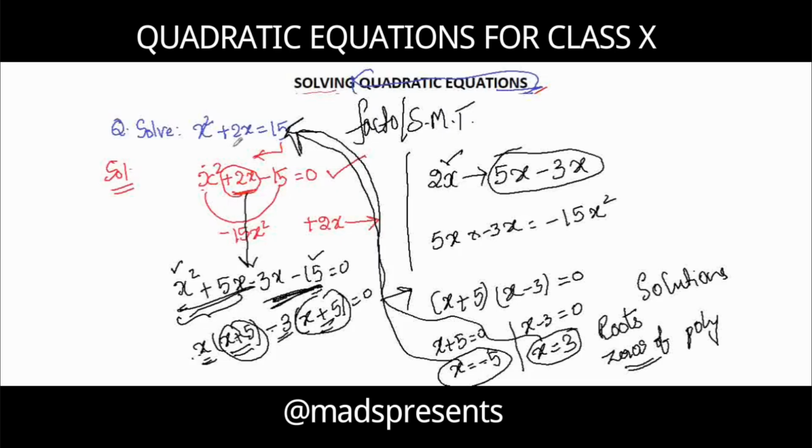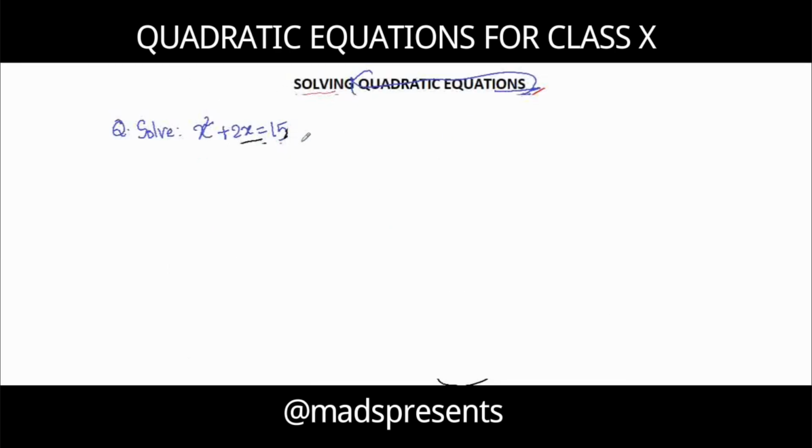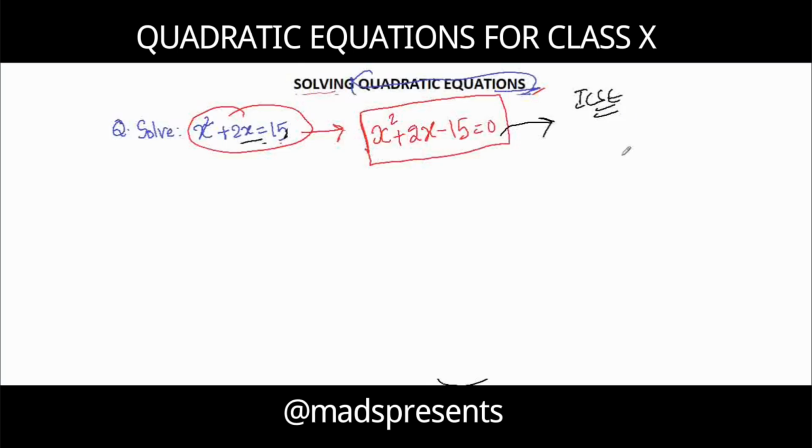Okay, the same question we can also solve in another method. The same question, which is x squared plus 2x is equal to 15. If you observe, like the previous way, we need to put it in order. So x squared plus 2x minus 15 is equal to 0. This formula is very important.